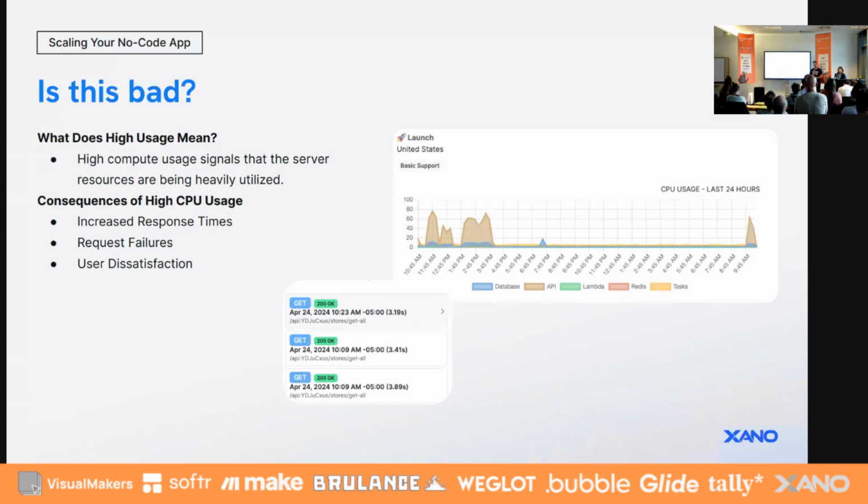Well, increased response times, right? If the server struggles to manage all those incoming requests, users might experience slower API responses. Potential request failures: if you completely max out your server, that can lead to outright request failures. Ultimately, all this would lead to user dissatisfaction, which we don't want, and which could ultimately impact your business.